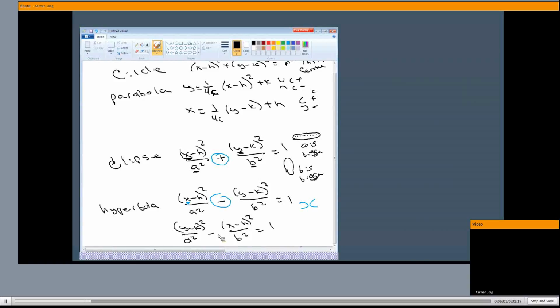Still, this one is first, but it's the y. So this hyperbola opens on the y-axis. It opens up and down. So whichever of the, in hyperbola, on the y-axis. So A is bigger in ellipses. That gives you your major axis. And in hyperbolas, A is always first.